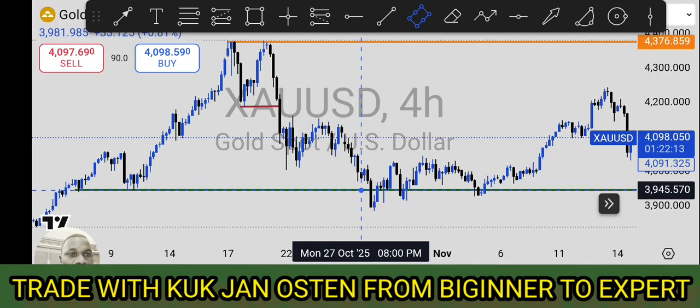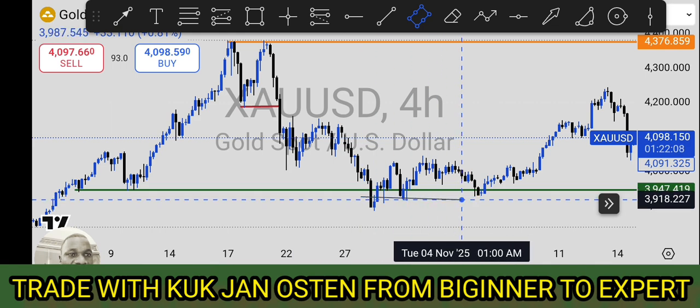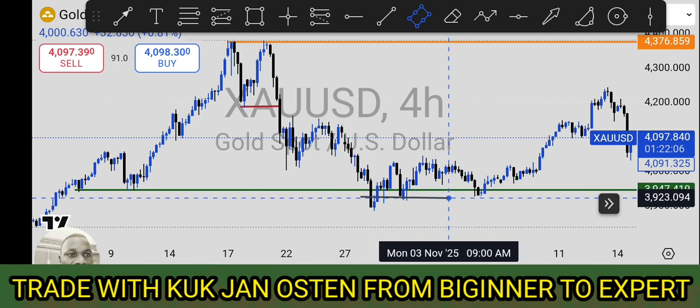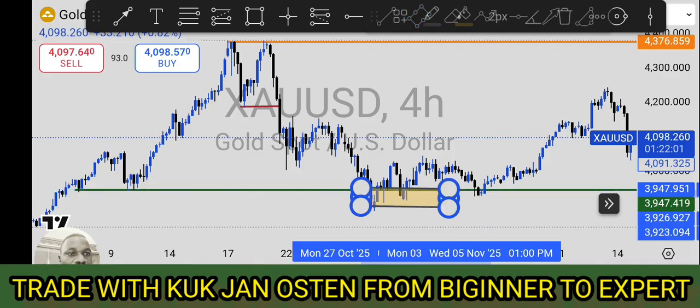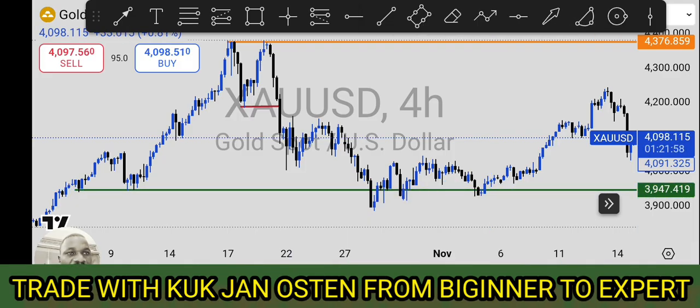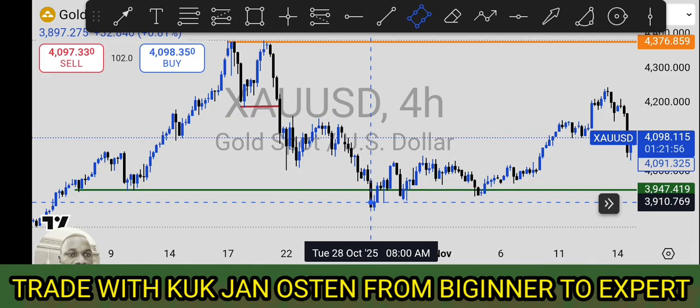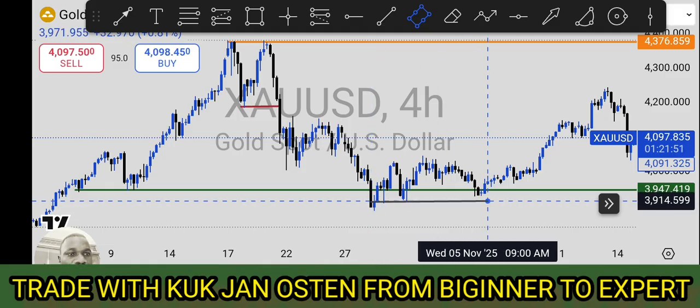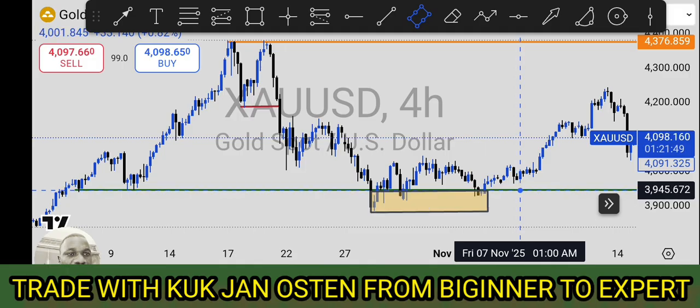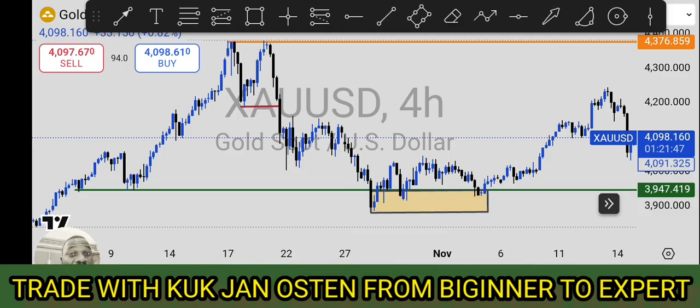There was some sort of liquidity trap. Liquidity was being tapped around this zone here. This is a sell side liquidity. A sell side liquidity means that most of the retail traders are placing their sell stops around here, or they are placing their stop losses around here.